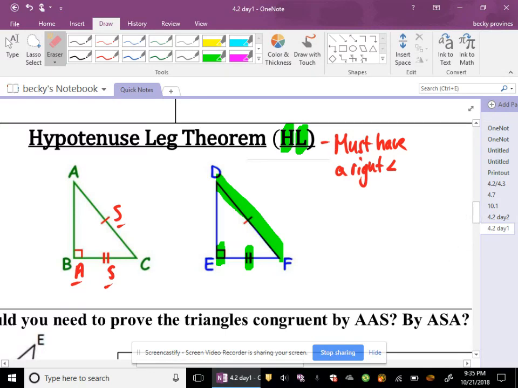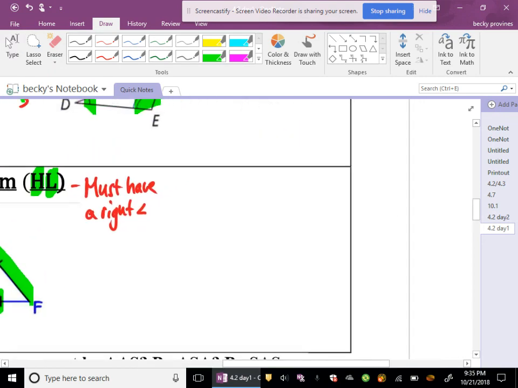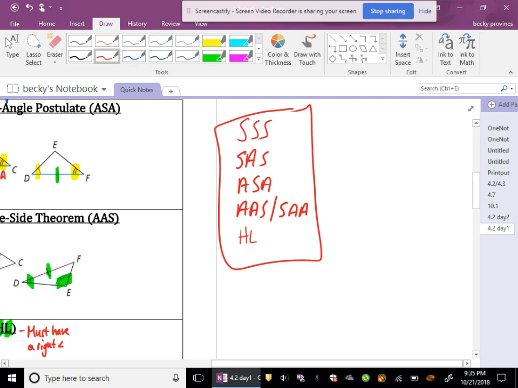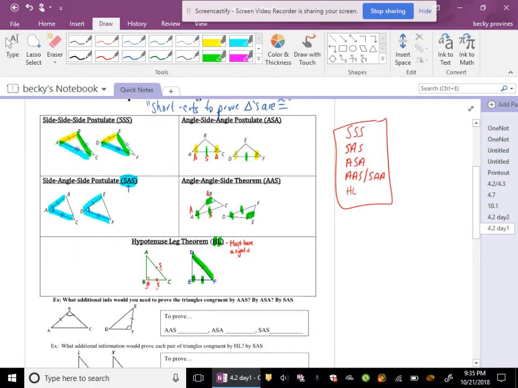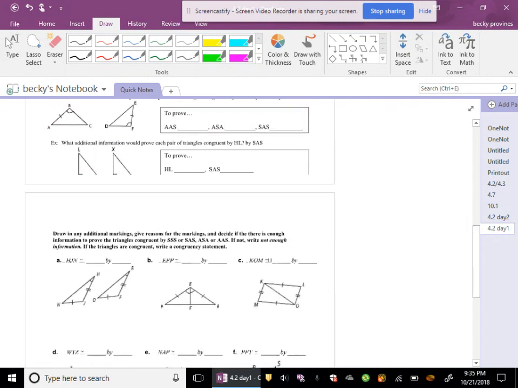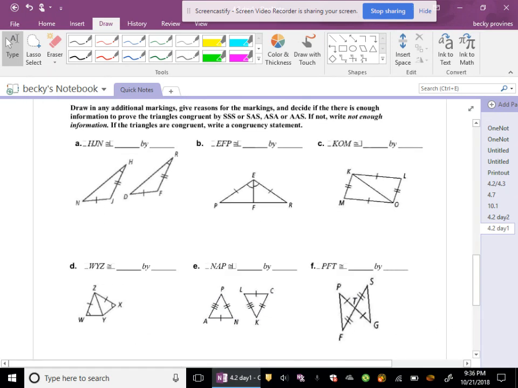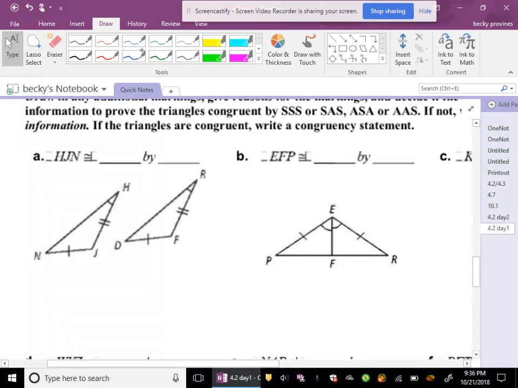Okay, so let's go back to our little list. Okay, so you will learn these as we keep going. So there's my list of shortcuts. You have notes here. That's your list of shortcuts. Before I do this bottom section, I like to do the back. Okay, so let's just start and see how it goes.